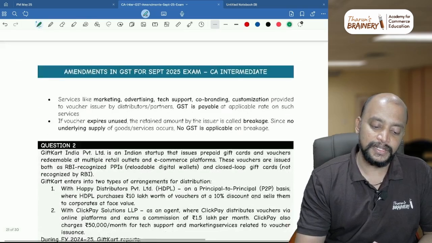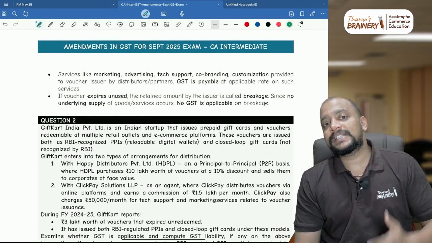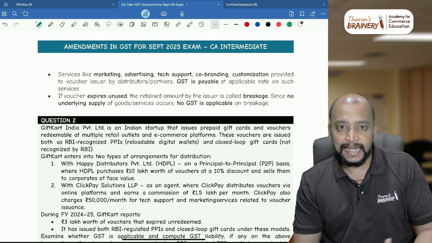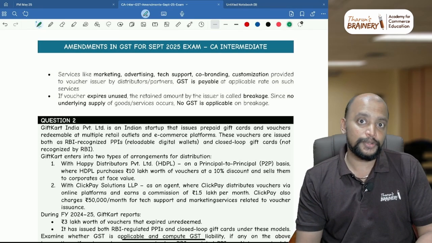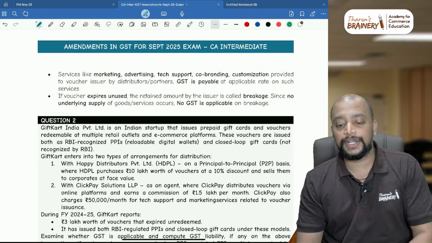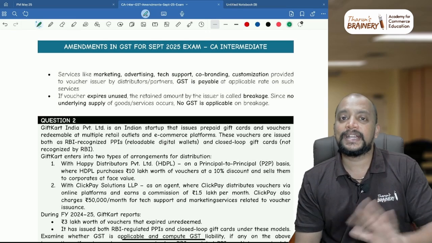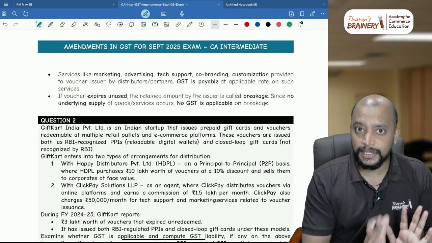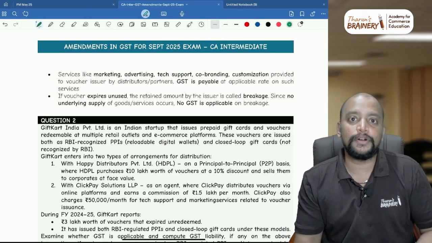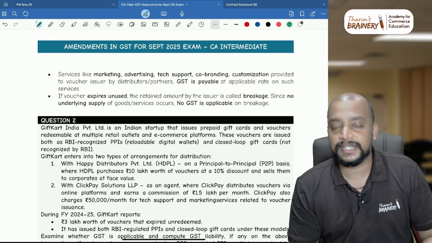That is about this. Apart from this, any other services like marketing, advertisement, tech support, co-branding, customization are independent services not connected to the voucher. I mean, not the sale of voucher, and those will be subject to GST.